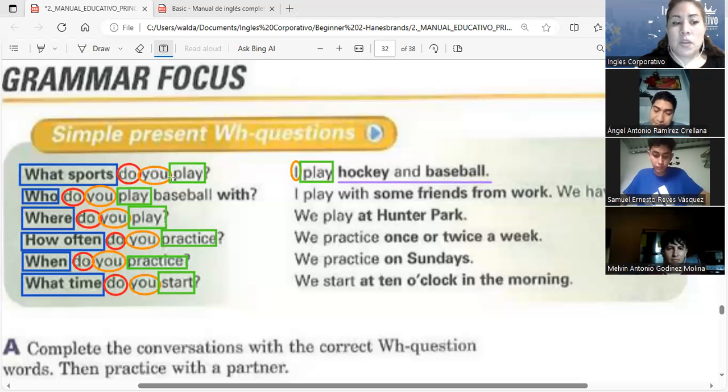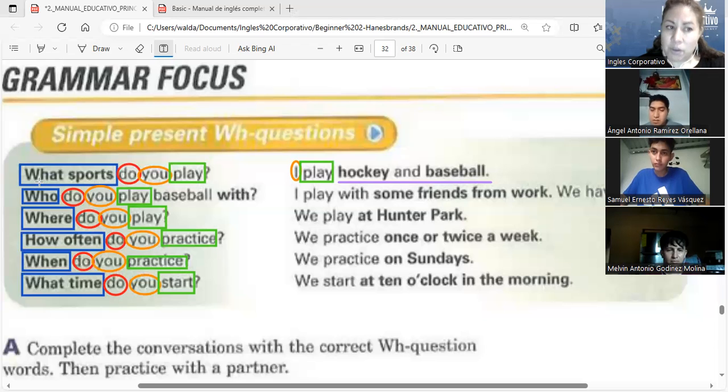Who do you play baseball with? I play with some friends from work. We have a team. Where do you play? We play at Hunter Park. How often do you practice? We practice once or twice a week. When do you practice? We practice on Sundays. What time do you start? We start at 10 o'clock in the morning. Okay, so full form.